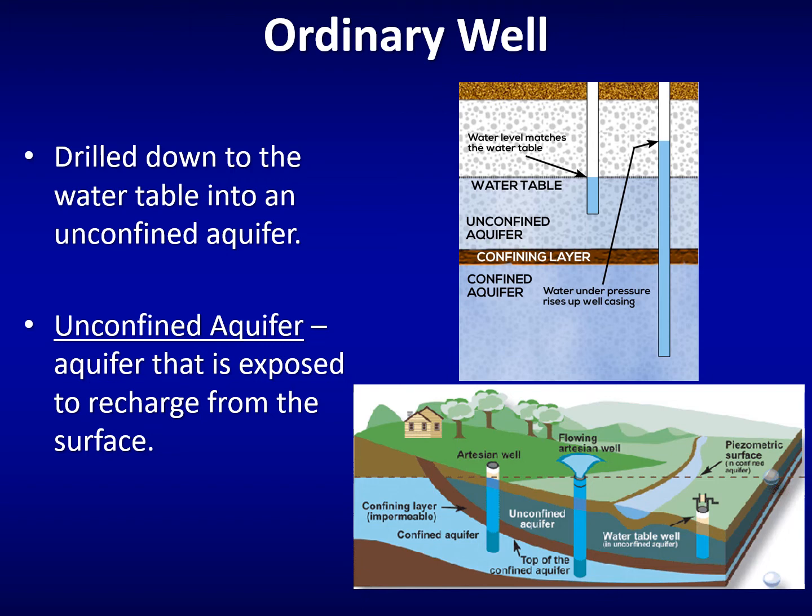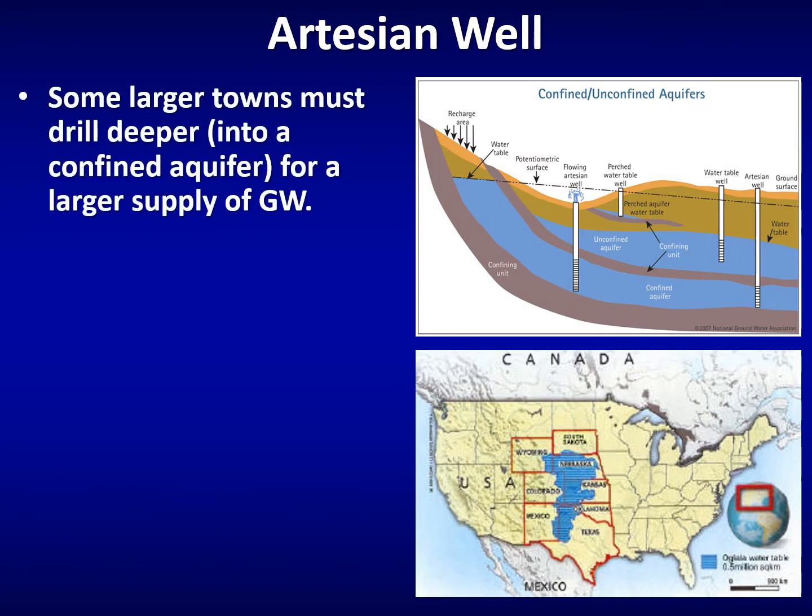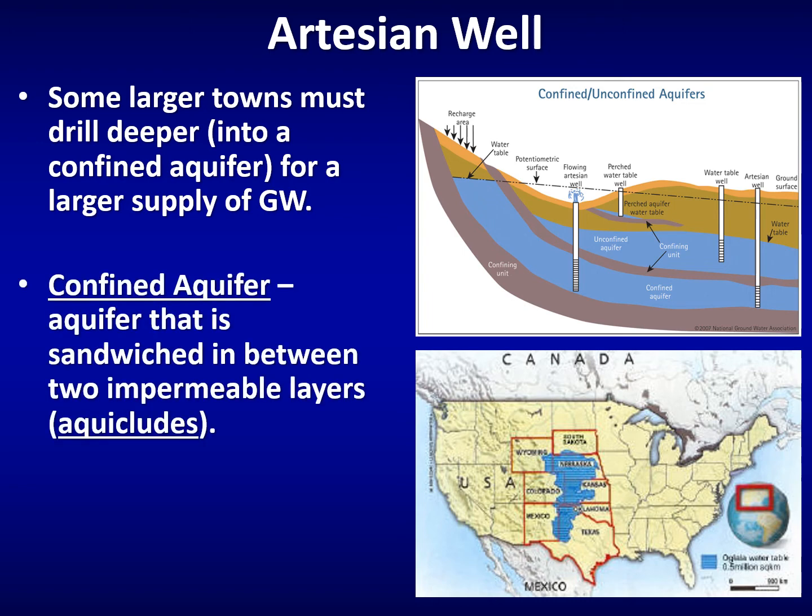It has to be recharged from a distant area, and this confined area is known as a confined aquifer. Larger towns like DeKalb and the surrounding area have to drill deeper into these confined aquifers for a large supply of groundwater and a more reliable supply of groundwater. As you can see pictured in the upper right, the recharge area for a confined aquifer in the picture is way off to the left. It rains in that area, the water soaks into the ground, and then it hits the water table and begins to flow downward into the confined aquifer.